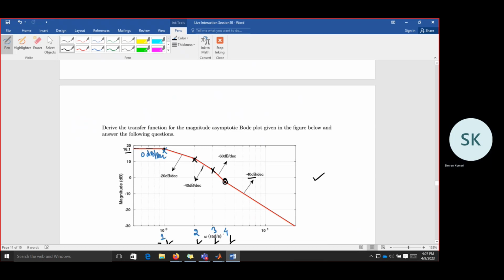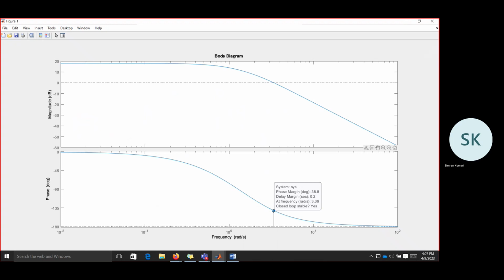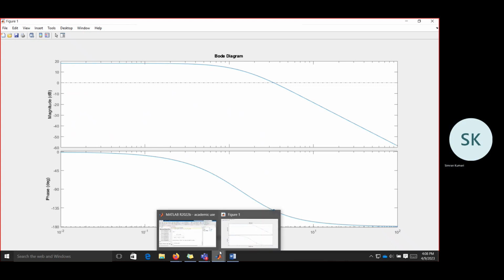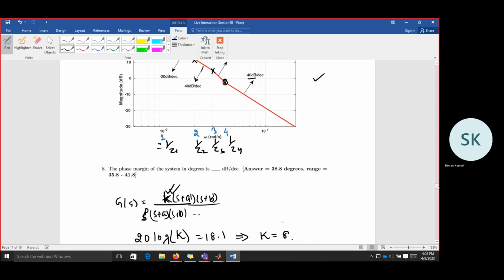0 degree. So this is asymptotic plot. So we are trying to find more accurate plot, and here at 3.39 radian per second, phase margin is 38.8 degree. So somewhat here. This is 4, this is 3, so in between this one, there is some value. Okay. So what is the phase margin we have found? This is 38.8 degree.